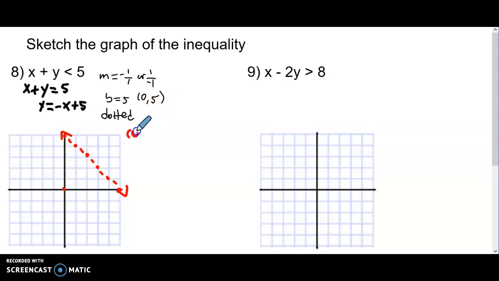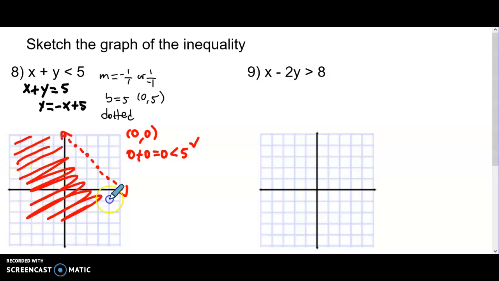Why do I test 0, 0? Because it's an easy point to work with. So if you put 0, 0 in the original problem, here's what you have. You have 0 plus 0, which is really 0. And that's telling me that 0 has to be less than 5, which is true. So I tested this point and I got a yes, which means I need to shade everything from that half plane. Yes means solution. That's why I'm going to shade that area.